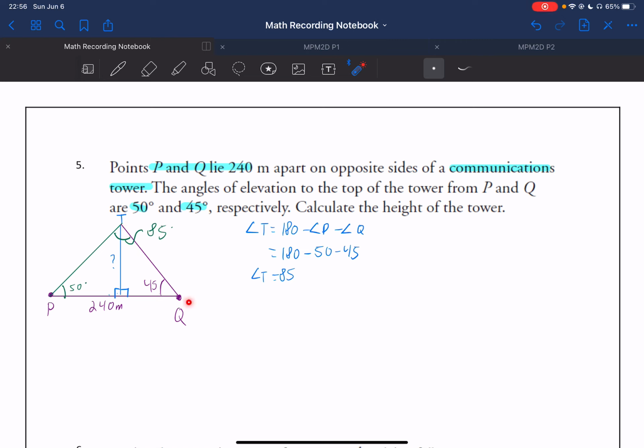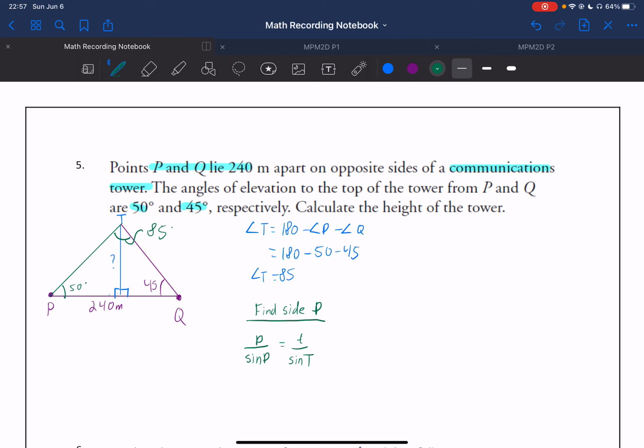What I'm going to do is find out this side. So I'm going to find out what length P is. So what we're going to do is create a sine law equation. I'm just going to state what I am doing, find side P. So P over sine P equals T over sine T.